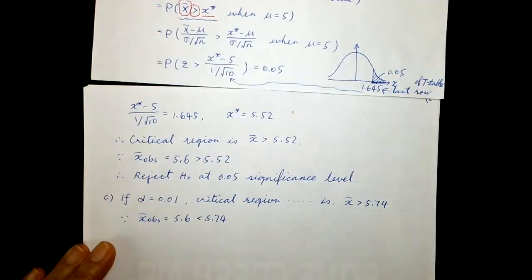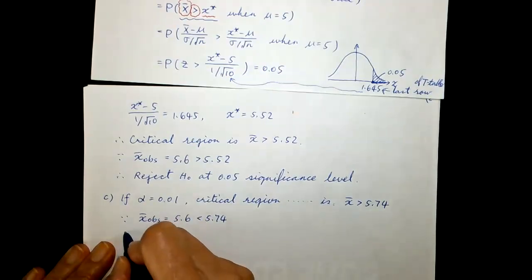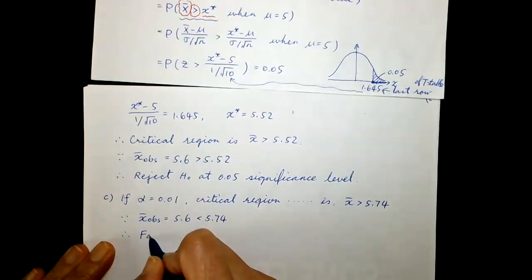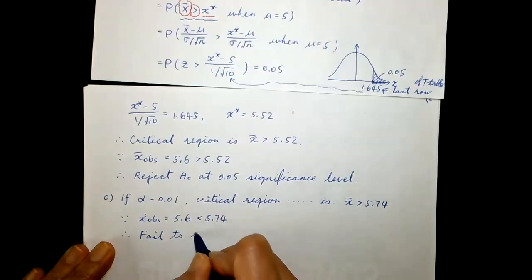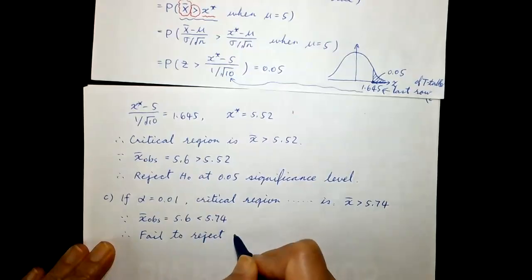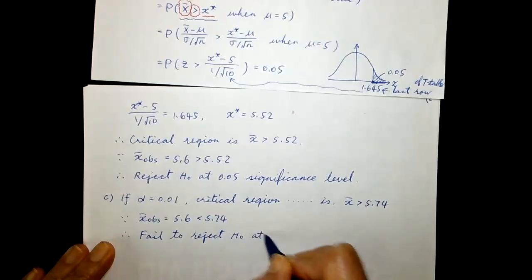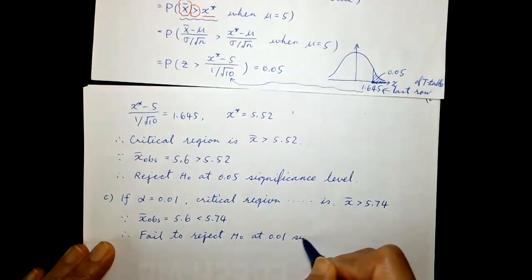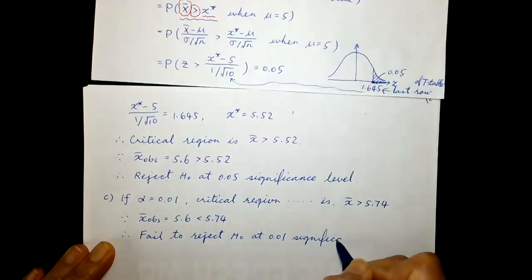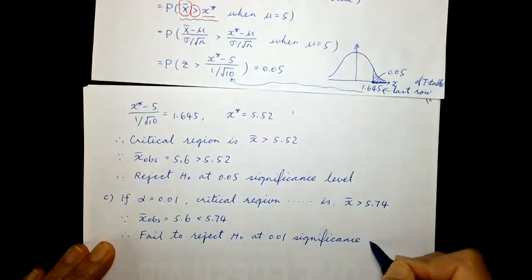Critical region and acceptance region are complementary, right? They give you the full set of all real values. So because our sample mean does not fall in the critical region, conclusion, we fail to reject H naught at 0.01 significance level.